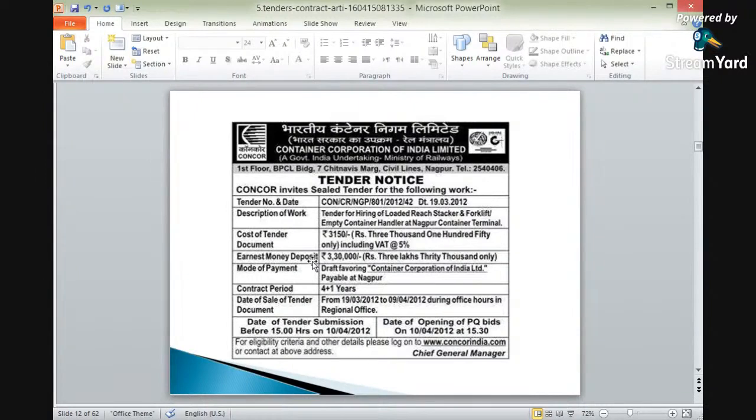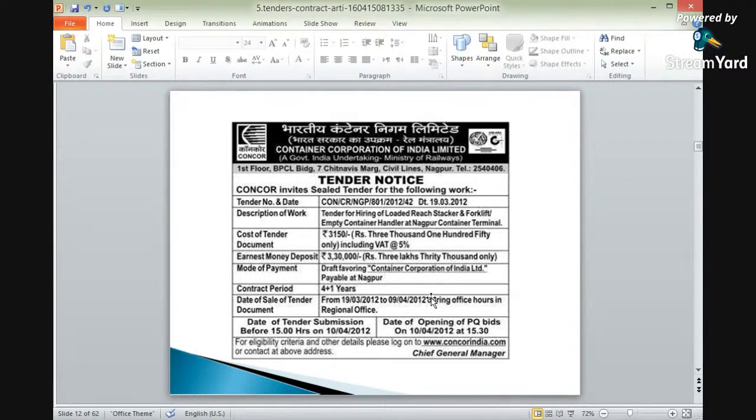The earnest money deposit for this tender. So what is the earnest money required? The earnest money deposit required in this case is 3 lakhs 30,000. What is the mode of payment for this case? It will be mentioned. The mode of payment here is a draft.